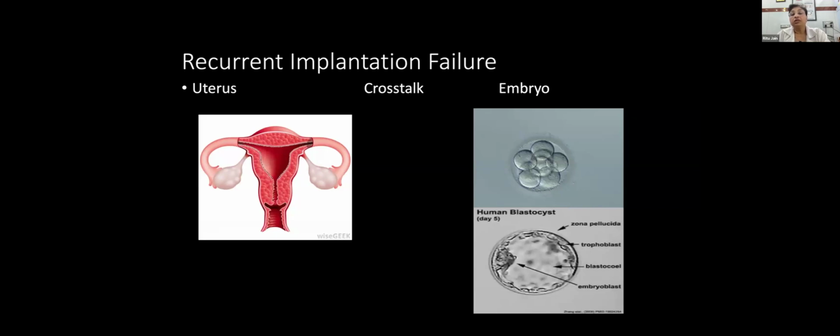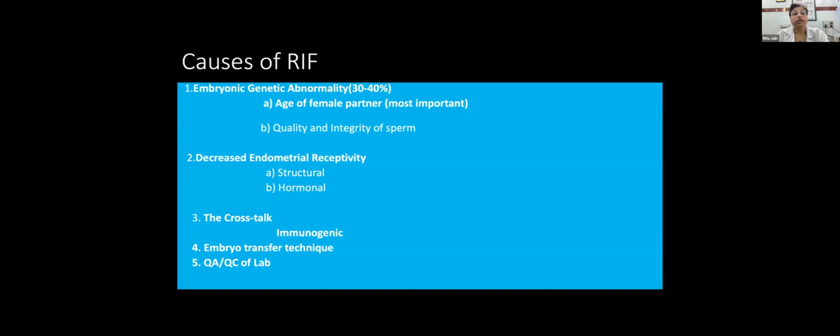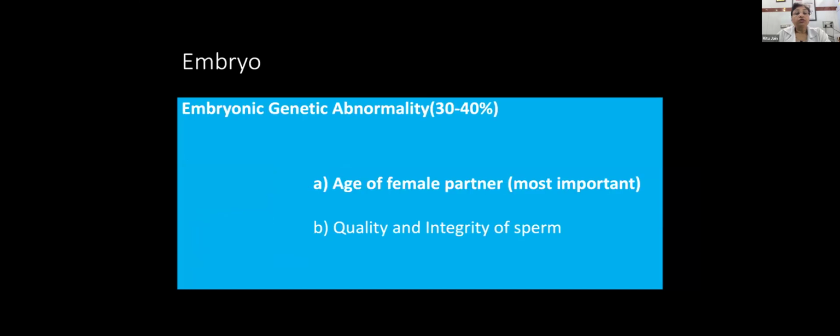Is it the uterus, or the embryo, or the crosstalk, which could not happen successfully due to some problem, some molecular changes or vascular remodeling changes, or the decidua was not properly formed when the process of apposition, adhesion, and invasion happened? Was it an early implantation failure or a late implantation failure? The causes can be largely embryonic, that is genetic abnormality, female or male, female age, quality and integrity of sperm, or decreased endometrial receptivity, whether structural or hormonal factors, the crosstalk or immunology, embryo transfer technique, or QA/QC of the lab.